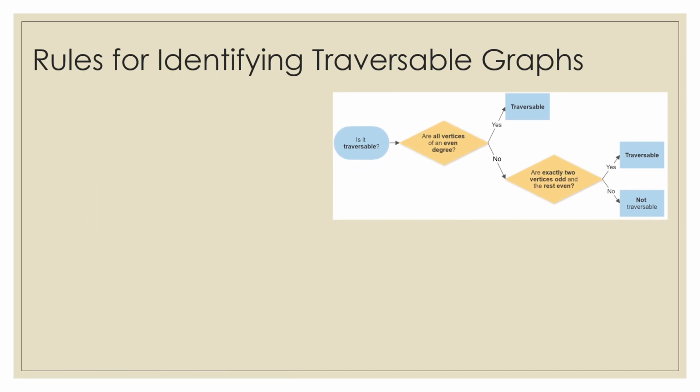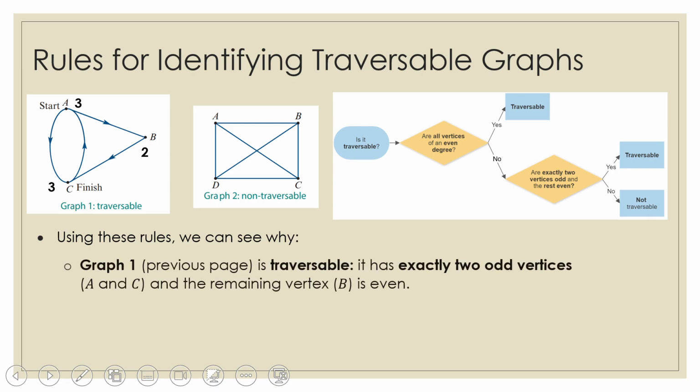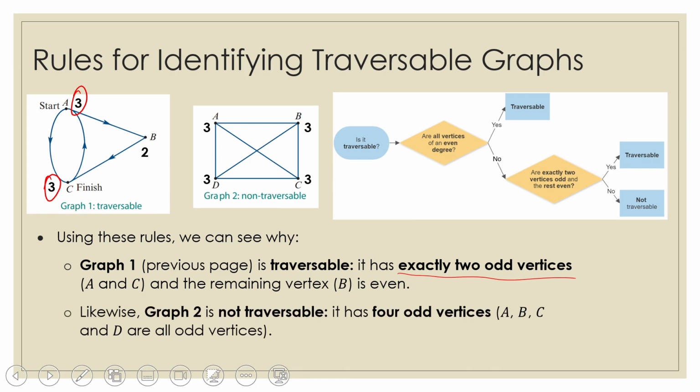So let's have a look at the two examples we started off with. Writing the degree of each of the vertices here, it would have 3, 3, and 2. So looking at the first one, we could see it's going to be traversable because it has exactly two odd vertices. Here's an odd vertex, here's an odd vertex. Looking at the second one, every single one of these is an odd vertex, making it not traversable.